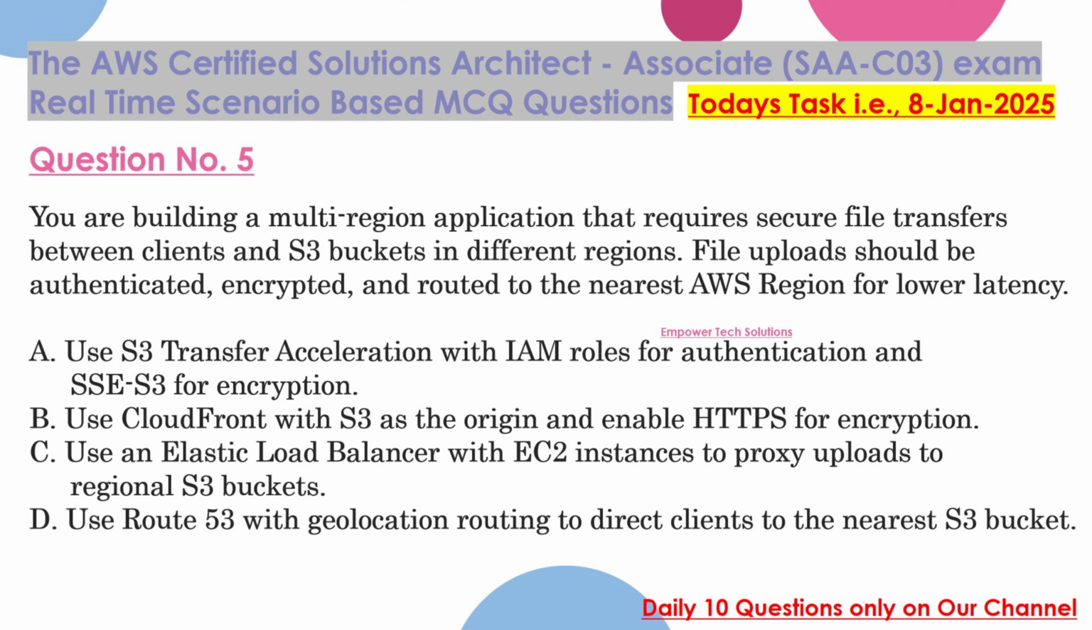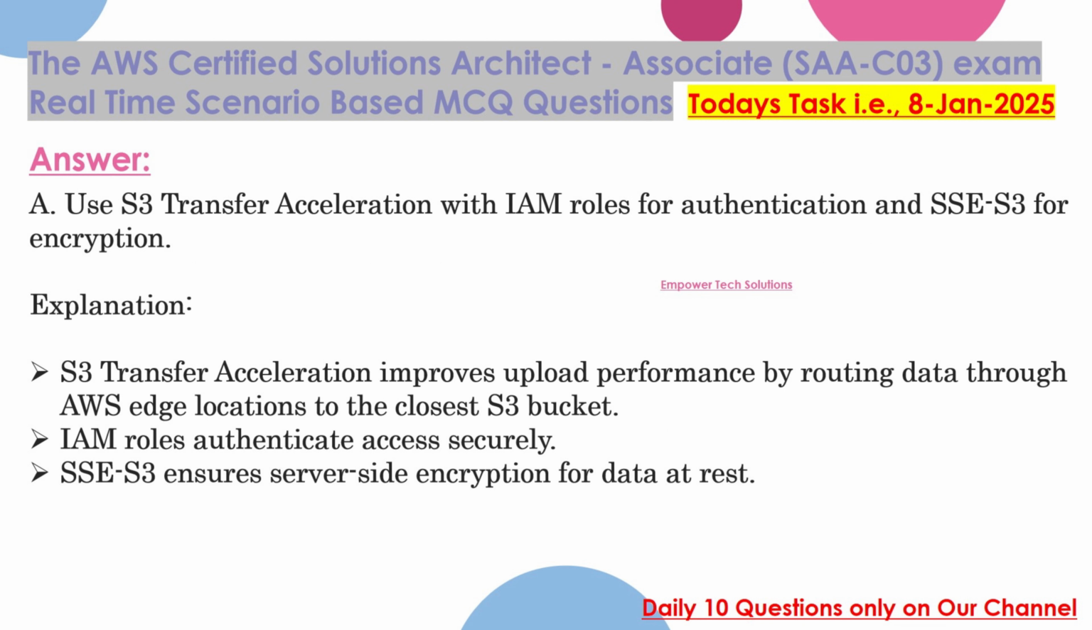B. Use CloudFront with S3 as the origin and enable HTTPS for encryption. C. Use an Elastic Load Balancer with EC2 instances to proxy uploads to regional S3 buckets. D. Use Route 53 with geolocation routing to direct clients to the nearest S3 bucket. Correct answer: A. Use S3 Transfer Acceleration with IAM roles for authentication and SSE-S3 for encryption.